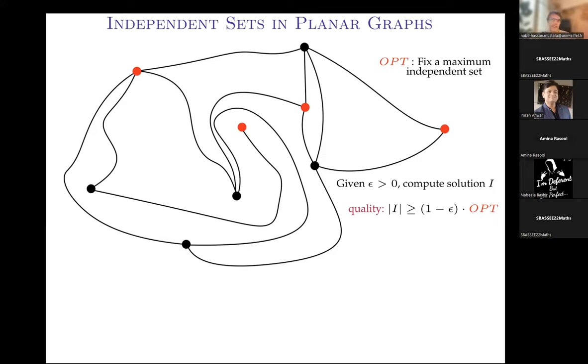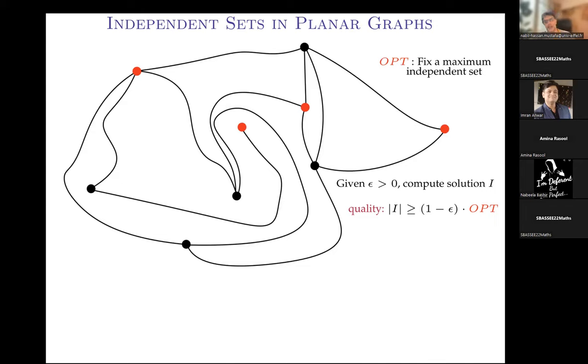So remember, in independent set, we are maximizing. So we want a big set. We want to find a set I, which is independent. So it's a proper solution, but we know that you can't get the optimal answer in polynomial time, that's NP-hard. But if someone tells you how close they want their answer, then you want to take that into account to try to find something which satisfies that. Okay, so that's what we want.